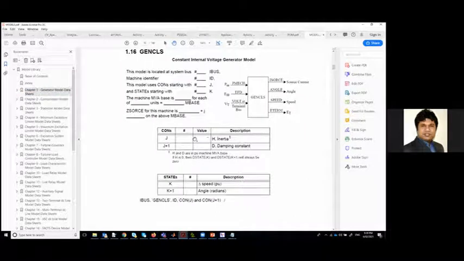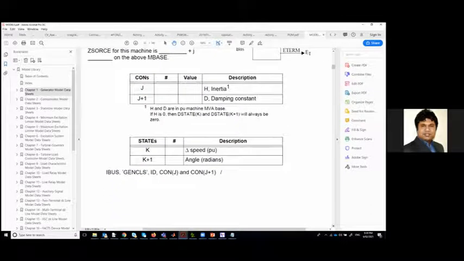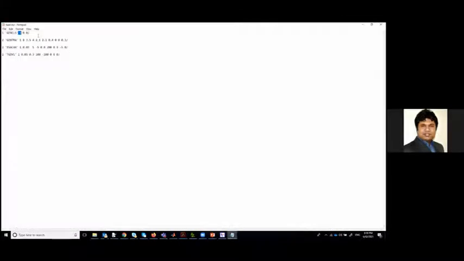So, if you look here, after that you need to put inertia and damping. I have considered this an infinite bus. It doesn't have any inertia or damping. That's why I put 0, 0. But you can put some values if you want, if your manufacturer or your company provides that value, you can put it here.